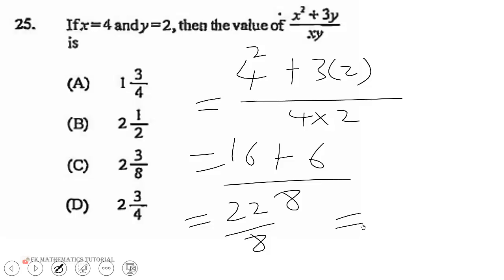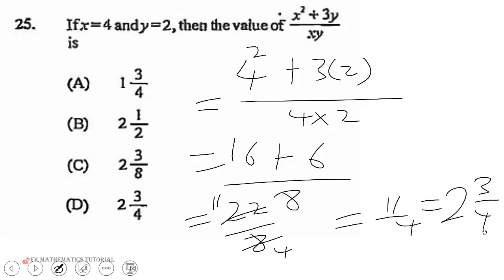This is equal to, 2 goes here, 4 times 2 goes here, 11 over 4. 4 goes into 11 how many times? 4 goes into 11 2 times, that will be 8. We are left with 3, so 2 whole number 3 over 4. Option D is correct.